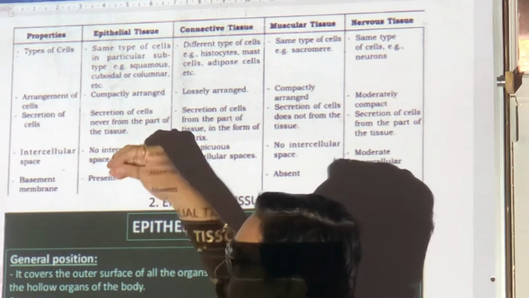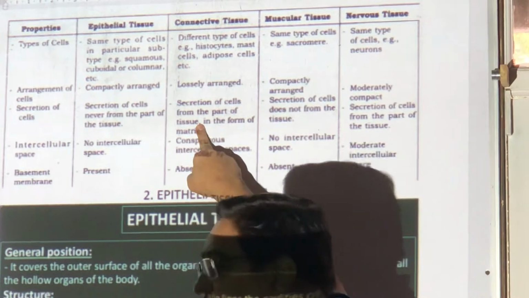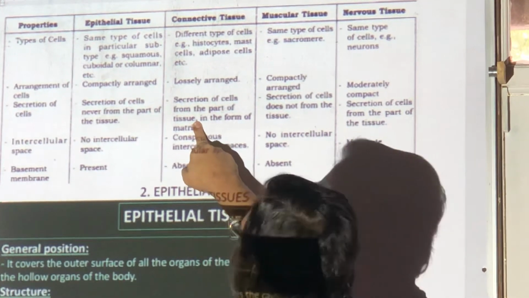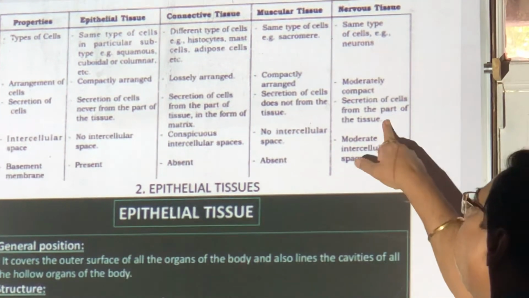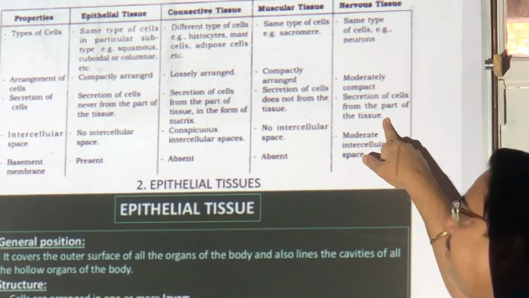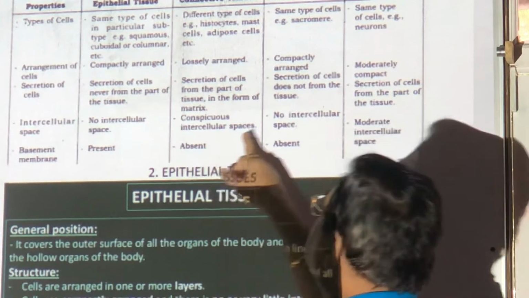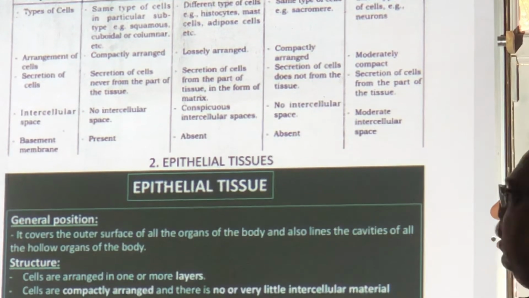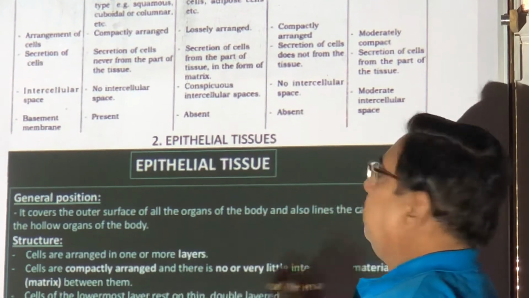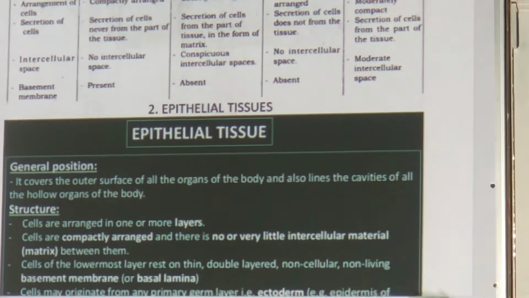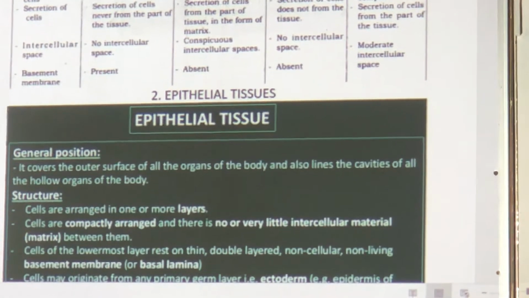Their secretion does not remain in the tissue, it comes out of the tissue. In connective tissue, the secretion remains in the tissue. It helps the connective tissue to grow. In nervous tissue, it is inside the tissue, adrenal, etc. No space between the cells, large space, no space, moderate space. Here it is stuck on a basement membrane, stuck, not stuck. We will see epithelial tissue now. The first type of tissue in the body, epithelial tissue.